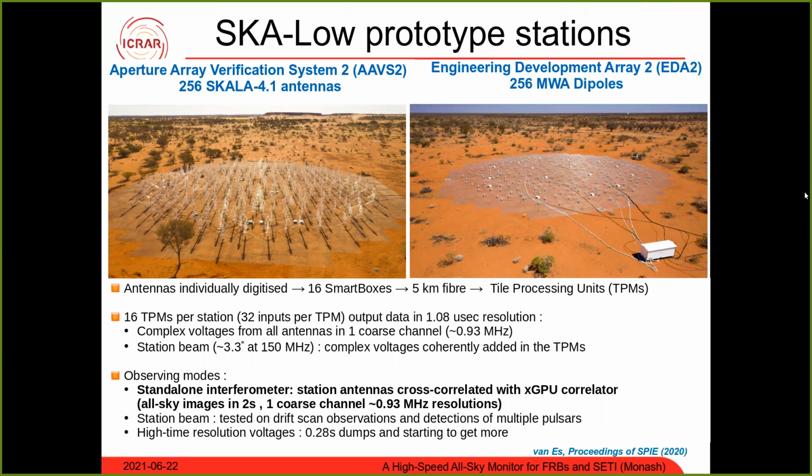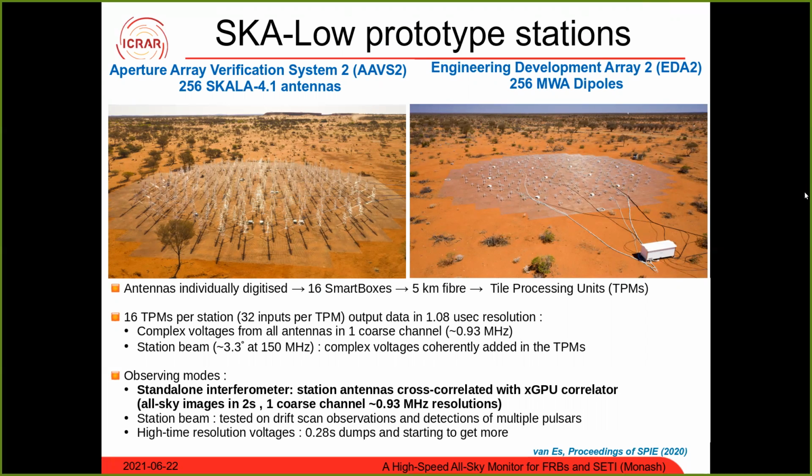And what can be done with these complex voltages? Firstly, these complex voltages can be coherently added inside the TPMs with appropriate time delays, such that a station beam is formed in the required direction in the sky. And this is the way the future SKA-Low telescope will operate, where the stations basically perform as low frequency dishes.